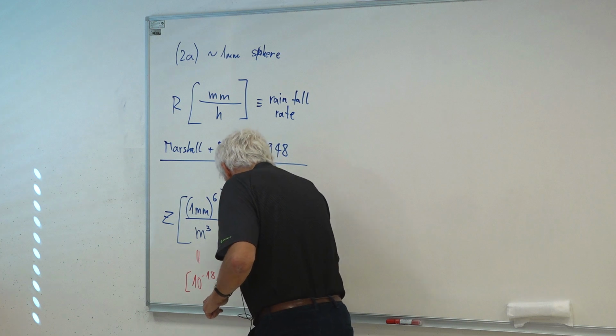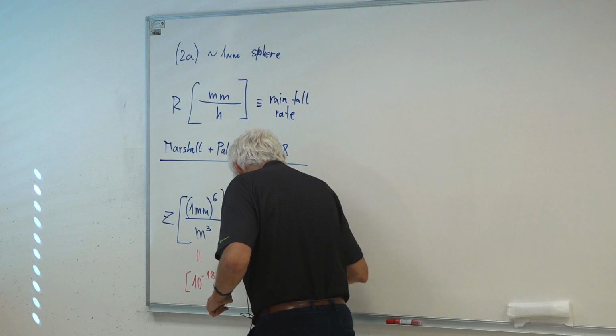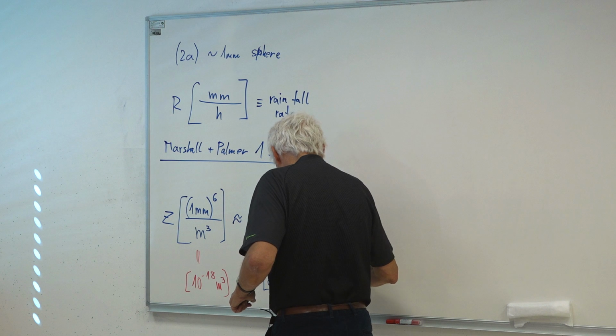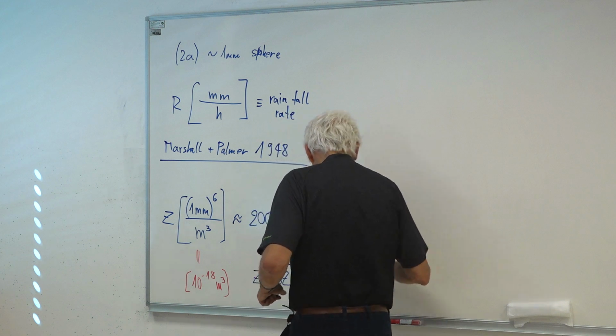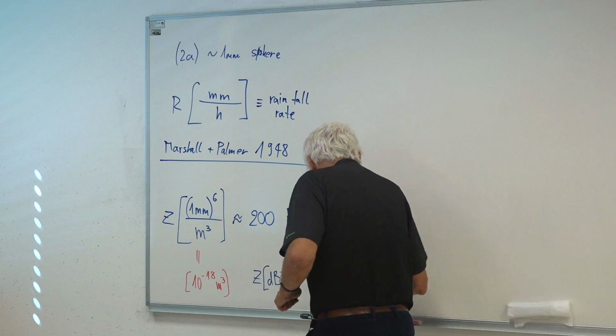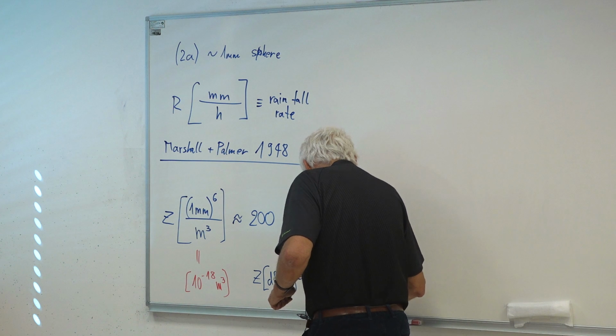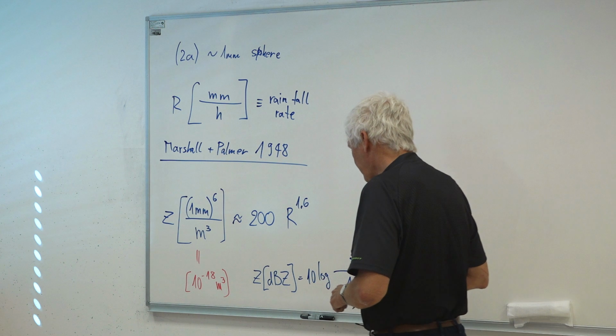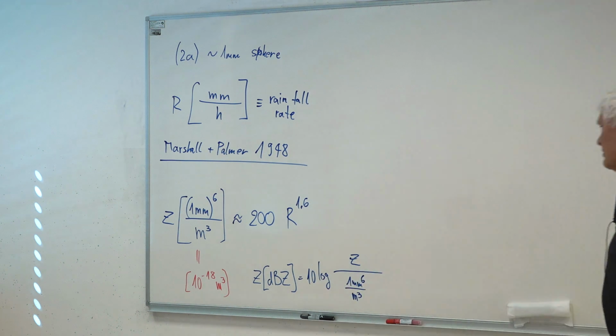Z is usually defined in decibels. dBZ is the unit. And this is 10 times the logarithm of the actual Z in linear units divided by a reference Z0, which is 1 millimeter to the 6th power divided by meters to the 3rd power. These are all practical units for practical rainfall measurements.